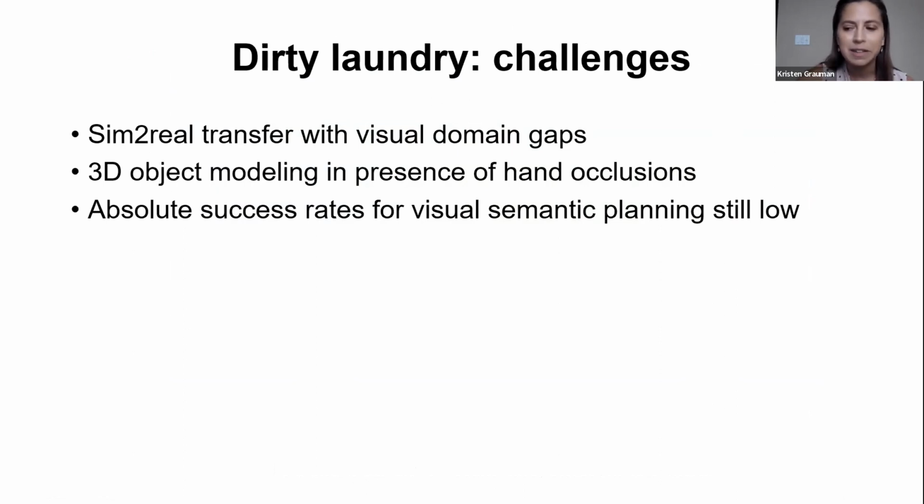Oh yes, I said last slide, but I remembered that the chairs had asked for a little bit of dirty laundry. So here are the ones I'd highlight for challenges in the work I just described. Sim-to-real transfer is important and will require continued work, although there are a lot of encouraging results in the literature so far. 3D object modeling in the presence of hand occlusions is non-trivial, and yet it's the kind of thing we want to build on for the models I just showed. And then you may have noticed that the absolute success rates for visual semantic planning are still low. There may be a 20% success rate for these sequential, interaction-heavy tasks. And so pushing on that remains very important.